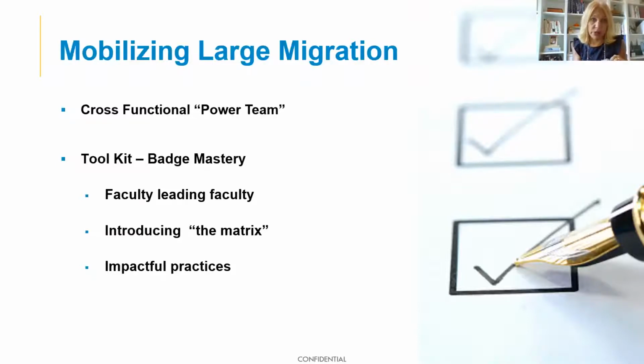First and foremost, it's very important that you create a cross-functional power team. This is a power team that includes stakeholders from across the institution. You're bringing in your IT leadership, your academic technologists, your faculty and your faculty leadership, and you're creating a power team. This power team also has a growth mindset where they believe in possibilities. They're true transformers that can really think about what classrooms could look like.